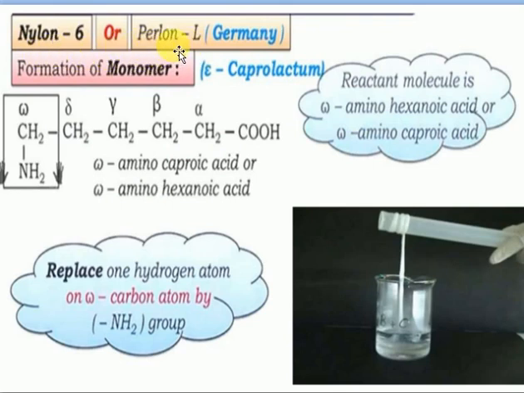Look at Perlon, not Orlon. In Perlon, there is no formation of monomers only. Look at how the monomer forms: nothing but caprolactam. How does caprolactam form? You can see very clearly, I said nylon 6 contains 6 carbon atoms only.